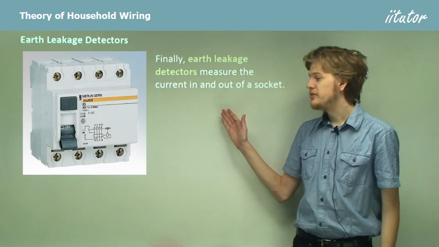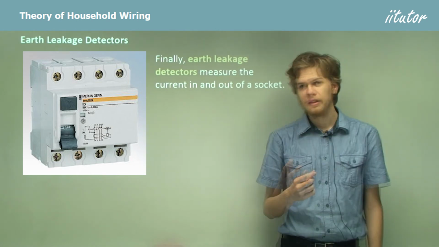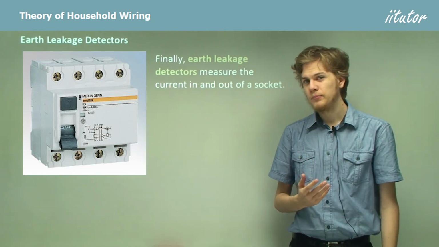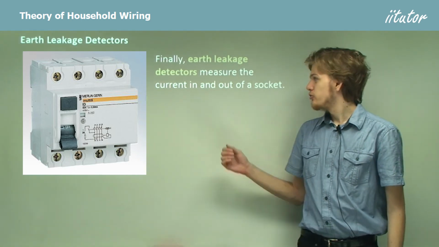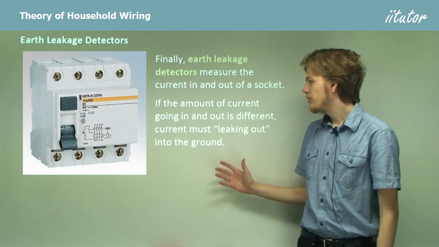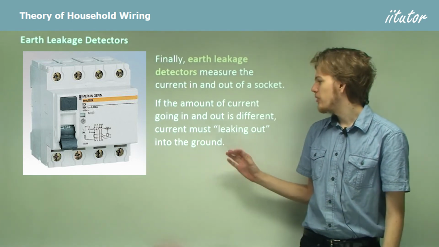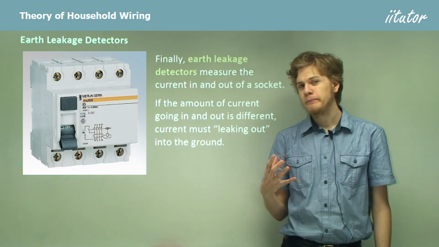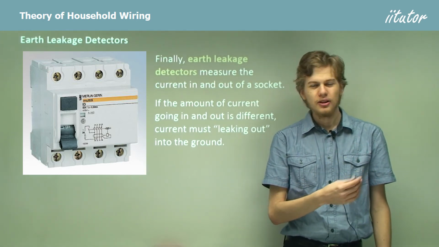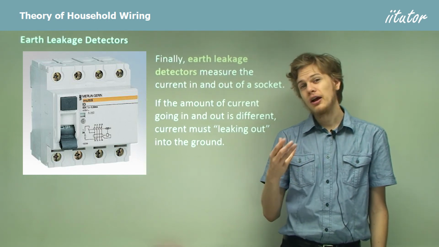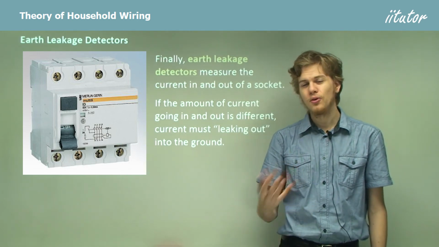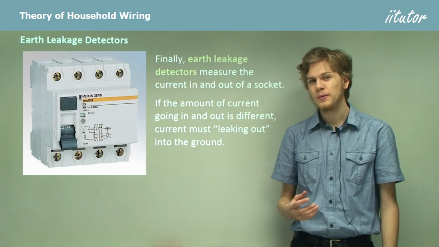Finally, we have earth leakage detectors, another very important safety feature. Now, the point of earth leakage detectors is to protect against electric shock, which we'll be learning about in a moment. So these measure the current in and out of a particular socket. Now, if the amount of current going in and out is different, then there must be current leaking out. If you put 5 amps of current into a socket and only 4 amps come out, then there's 1 amp of current that's not accounted for. So that must be being sent to the earth, right? Through the 3rd bottom contact of the power socket.